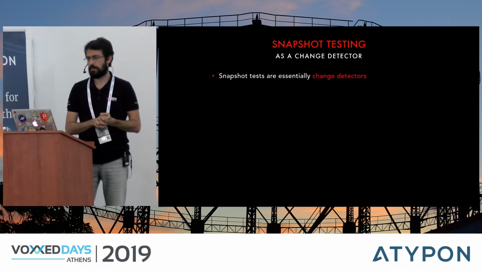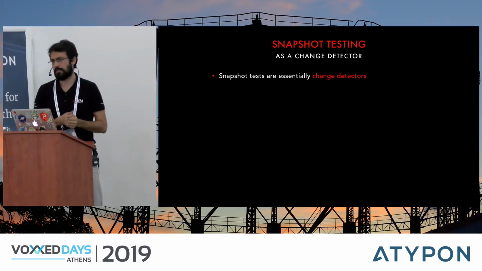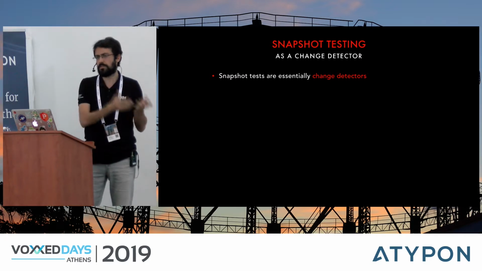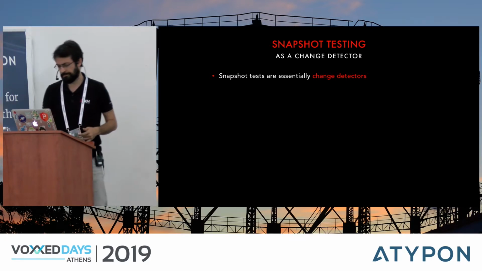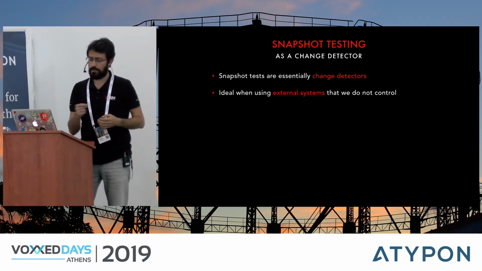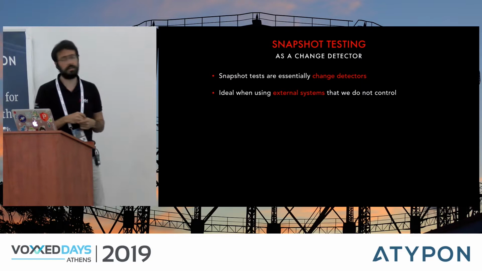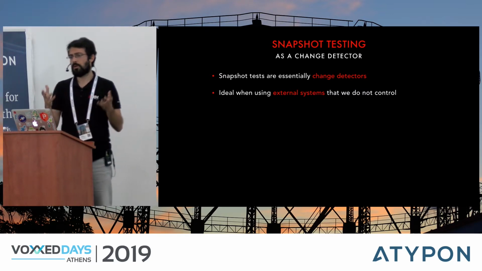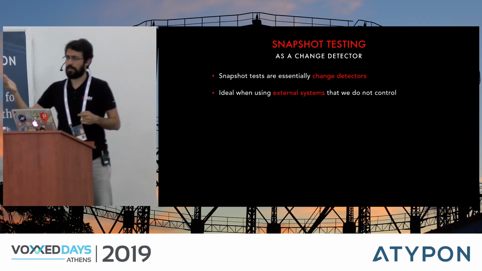Snapshot tests are essentially change detectors, and it is up to the person reviewing the changes to check if the changes are desirable or undesirable. And because they are change detectors, they are also ideal when you use external systems that you do not control. For example, your program might consume an external API.